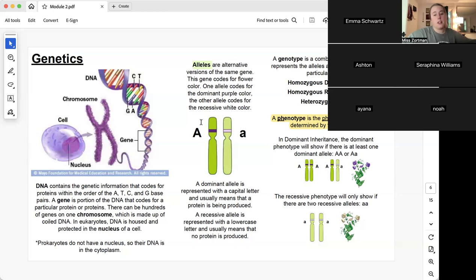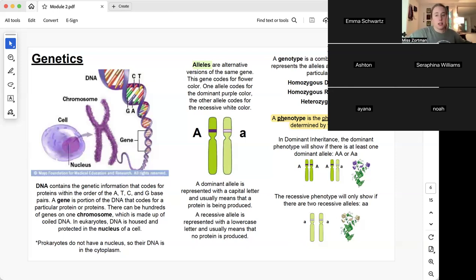A dominant allele is represented with capital letters, whereas the recessive allele is represented with lowercase letters. When we start looking at genetics, there are two main vocab words: genotype and phenotype. A genotype explains the combination of alleles using the capital and lowercase letters, while a phenotype is the actual physical characteristic that's shown. That could be color, like it's showing down here. It could be height, it could be wrinkled versus round, anything like that, that is the actual physical characteristic.